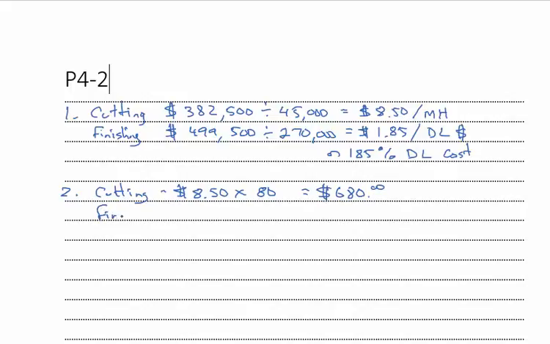And then finishing, we've got our rate of $1.85 per direct labor dollar times direct labor cost in the finishing department, $150. Gives us $277.50. So the total overhead cost applied then is $957.50. Number 3.